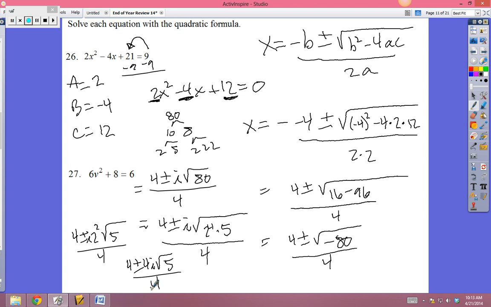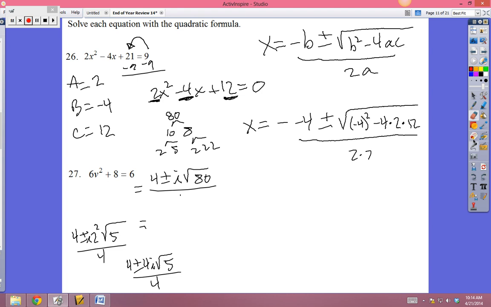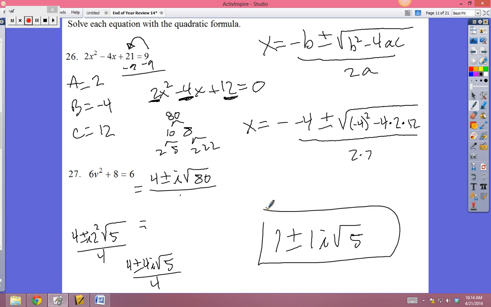So your final answer, 10 steps later, your final answer, we've got 1 plus or minus 1i times the square root of 5 for x.